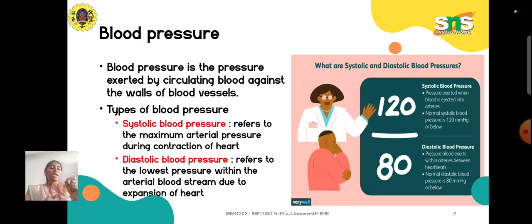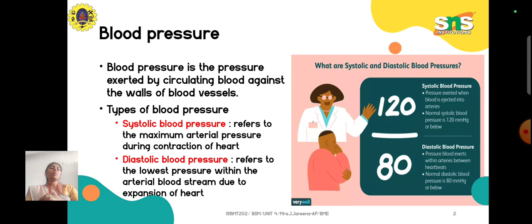So if there is any efficiency drop in arterial blood pressure, it directly maps with heart functionality also. The main reason arterial pressure is noted is just to map the functionality of the heart, right? So that is the reason we are focusing on arterial pressure here.